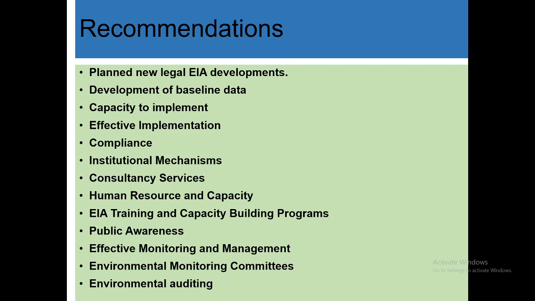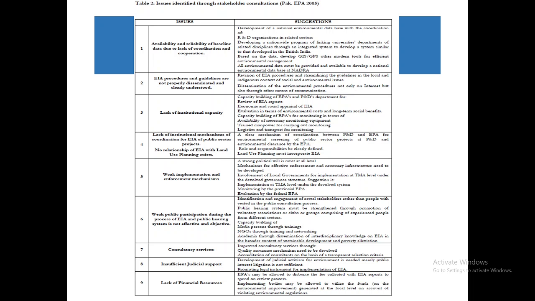So there are some recommendations on how we can overcome these things. It is by proper planning of the EIA and then getting baseline data, then capacity to implement, and then institutional mechanisms. All these things are the recommendations for a better execution of the EIA report and its impact. So again, this is the summary.